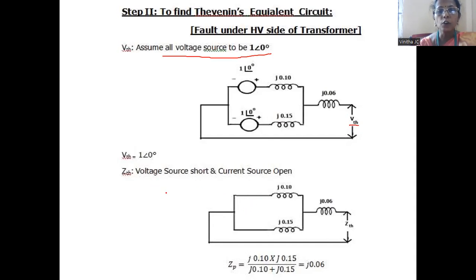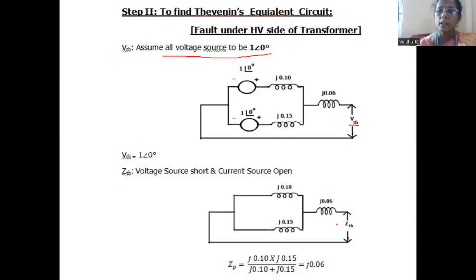To find the value of Thevenin's impedance, we have to short circuit all the voltage sources. Here there are two voltage sources, so we short circuit these two voltage sources. If you short circuit them, we can redraw the diagram so that it will be like this. Now we have to simplify this diagram to calculate the value of ZTH. These two reactances, j0.1 and j0.15, are connected in parallel, and that will be connected in series with j0.06.